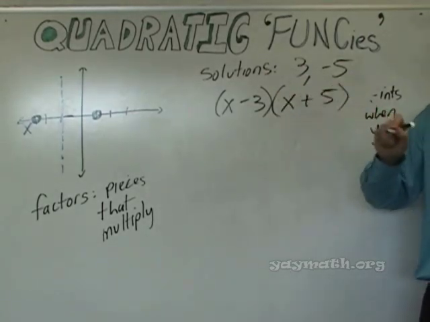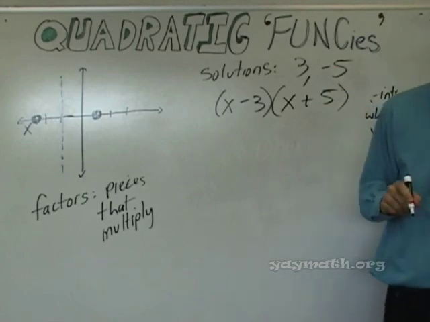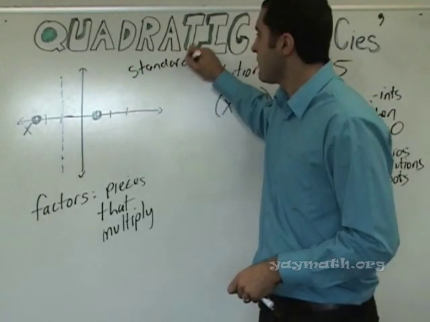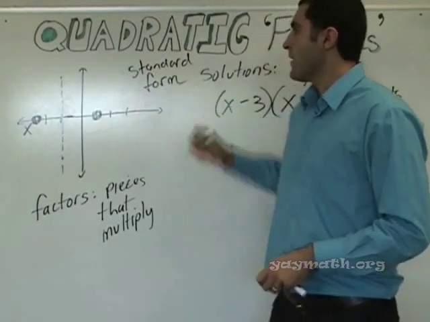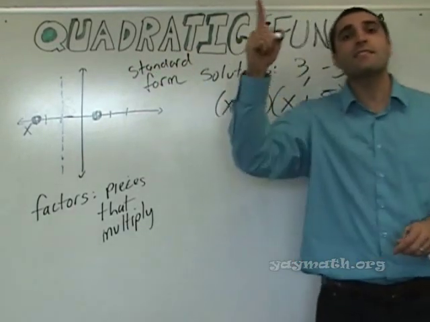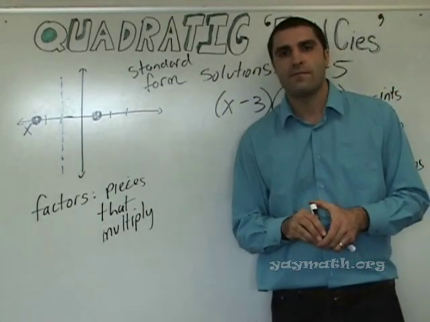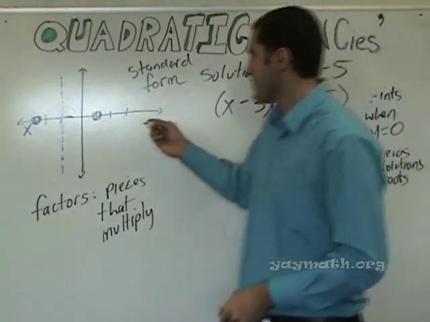Do you need to include the equals 0? Good question. It's asking us to write this in standard form. Anyone remember what standard form looks like? Yes: ax squared plus bx plus c. Very good.